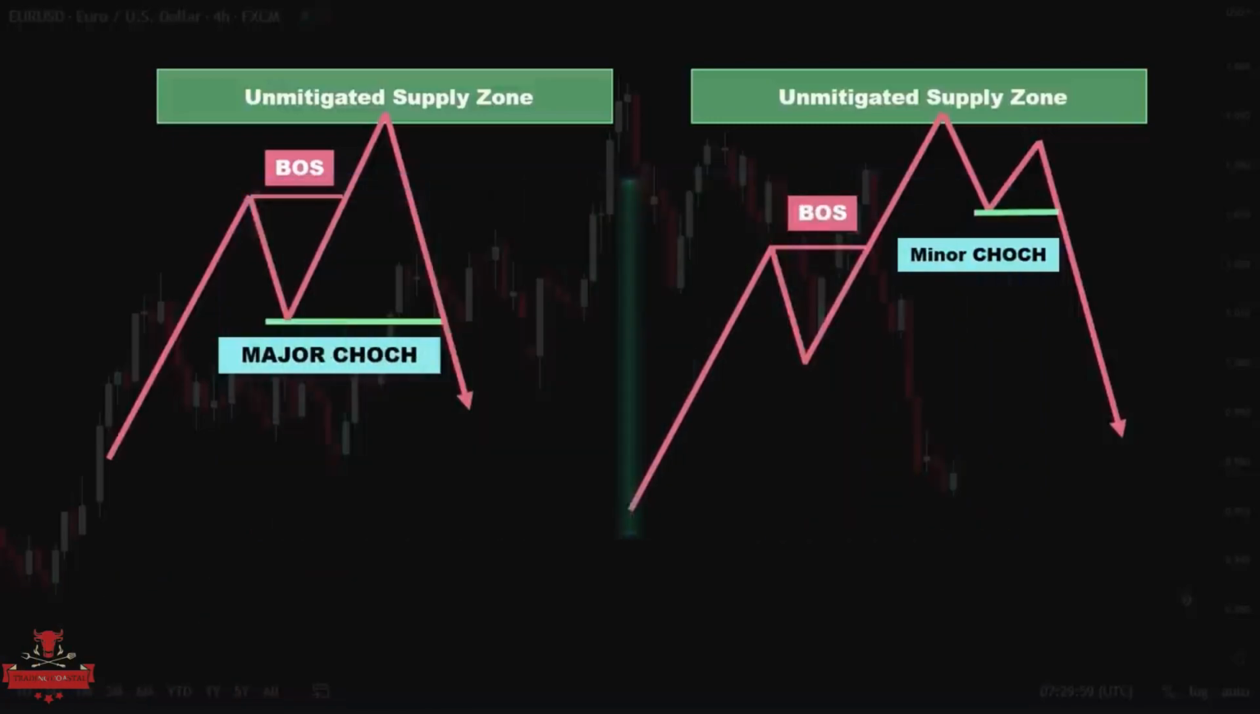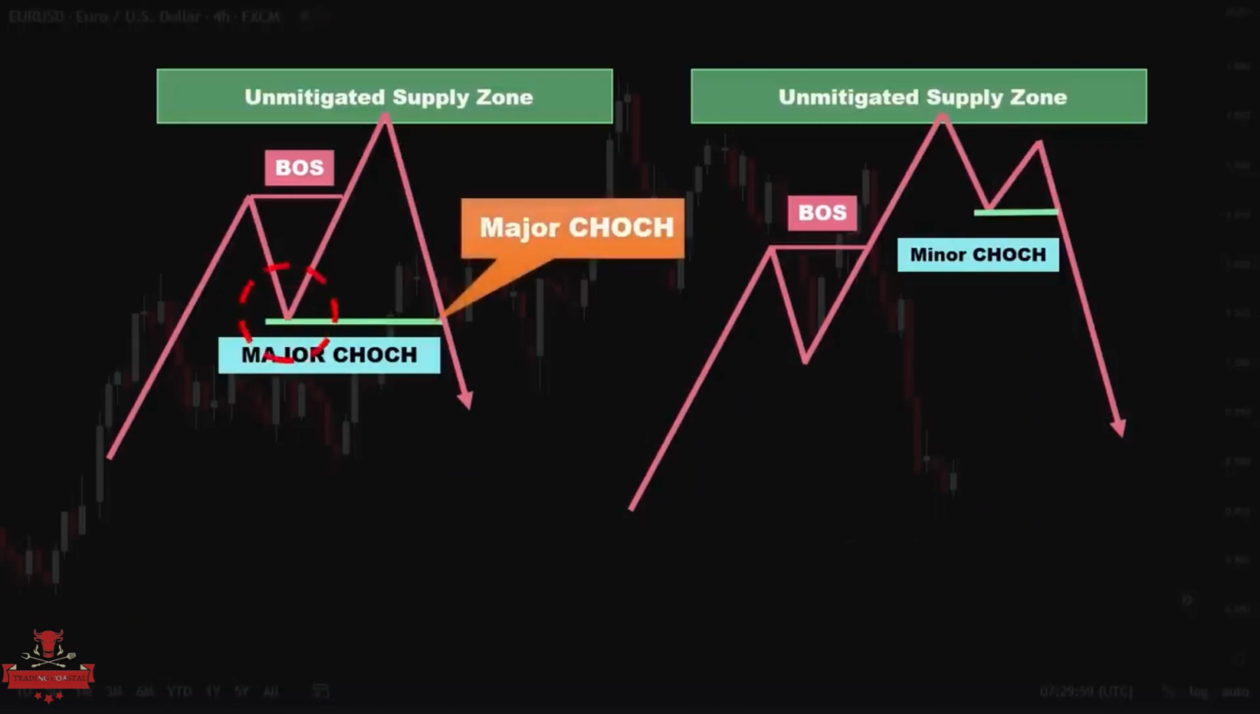The major change of character occurs when price breaks the structure which has created a BOS. For example, as you can see here, the price has broken out this structure, which already created a BOS. On the other hand, as you can see, the price has broken out this structure which couldn't make a BOS. So here we have a minor change of character that we cannot confidently consider as a shift in the market structure.